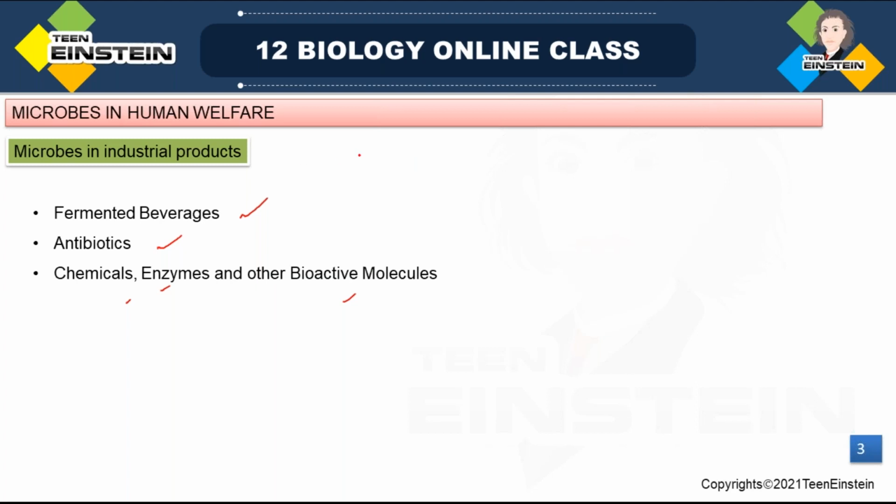So in industrial scale, when you are producing microbes, industrial scale production of microbes, that requires large vessels. Okay, that requires large vessels. So these vessels are called as fermenters. So what are fermenters?